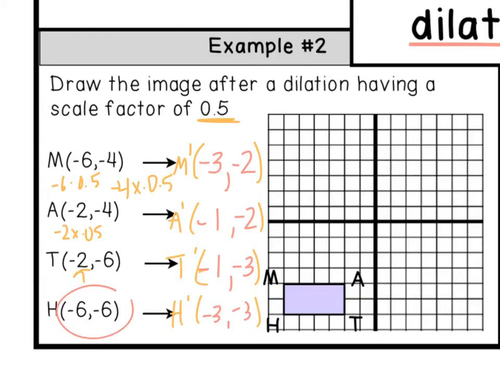So we take half of all these points because our scale factor is half. So let's see how math shrinks or reduces here when we plot it. Okay, so let's go -3, so back 3, down 2. -3, -2 is right here for M prime. Label it M prime.